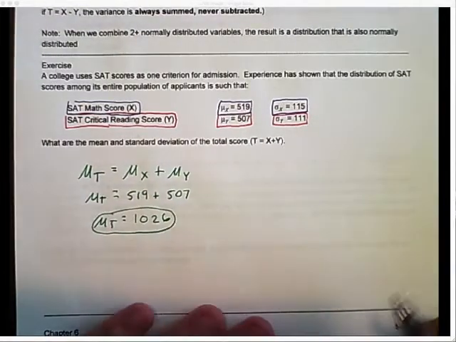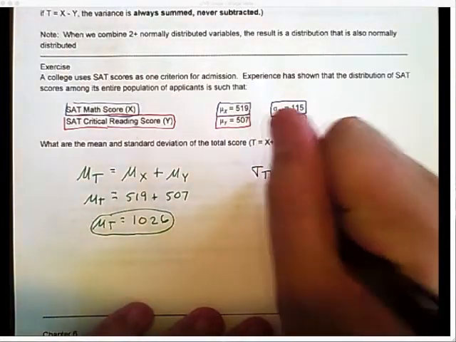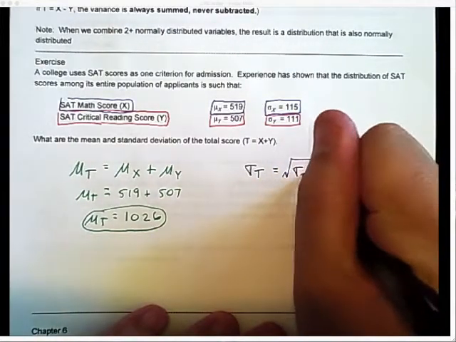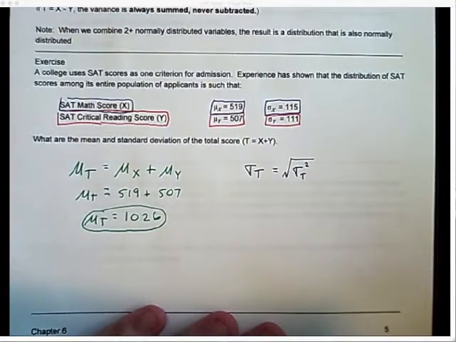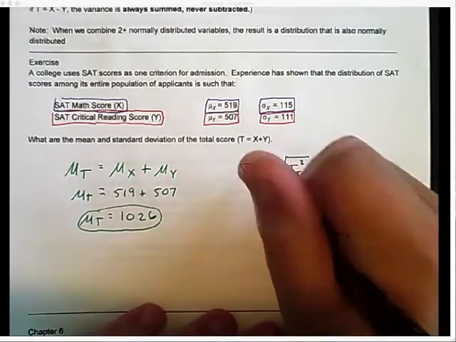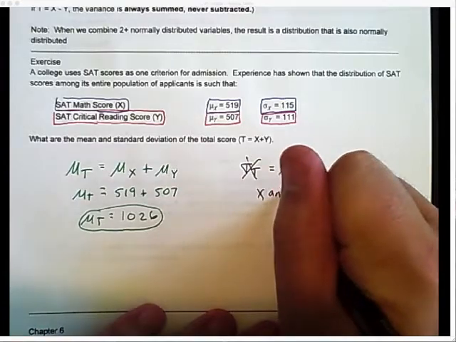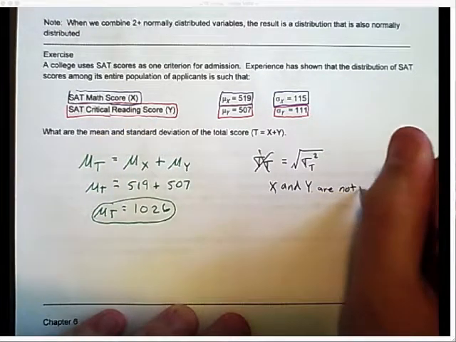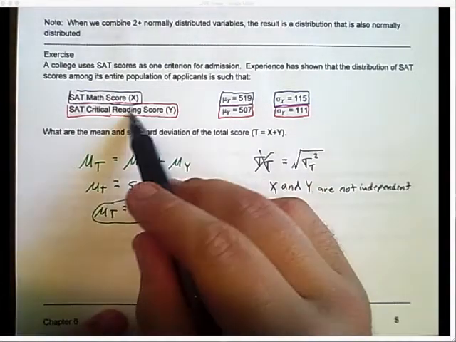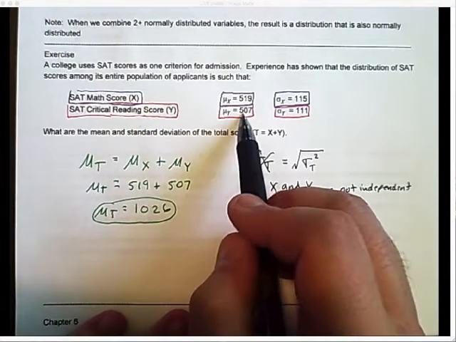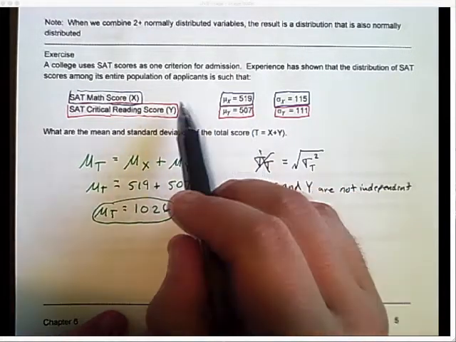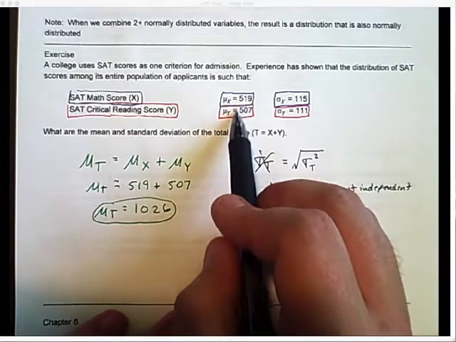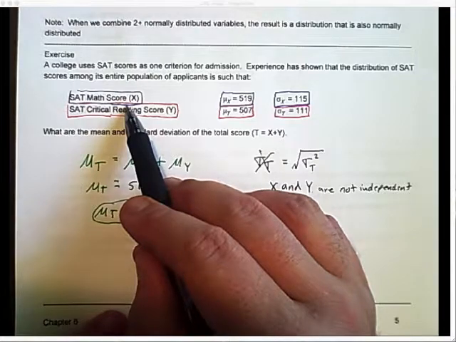Now, to find sigma sub t, we would take the square root of the variance of t. However, we cannot find this. Here's why. In this case, x and y, these two variables, are not independent. People who usually do well on the math section also do well on the critical reading. If a student does well in the first section, they're more likely to do well in the second. So there's some dependence between these two variables.